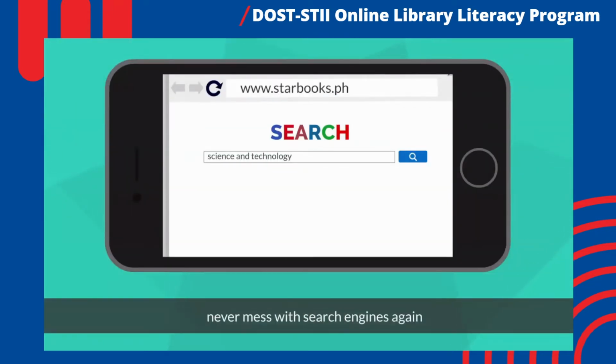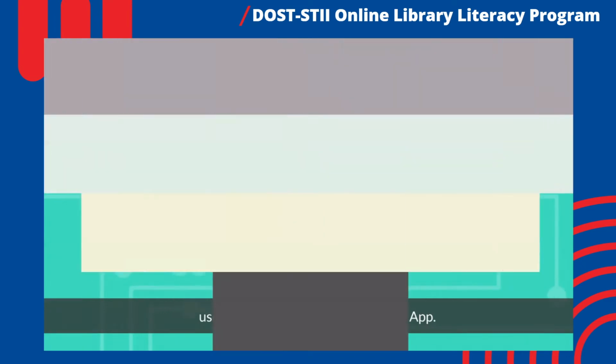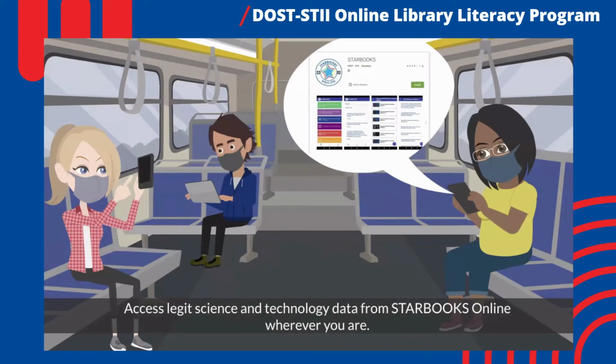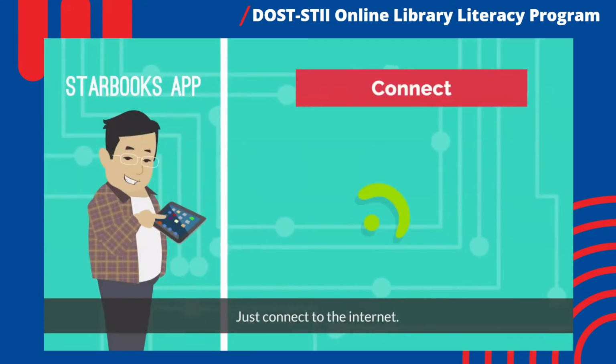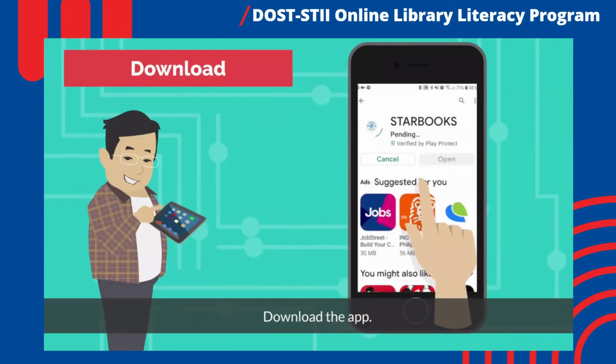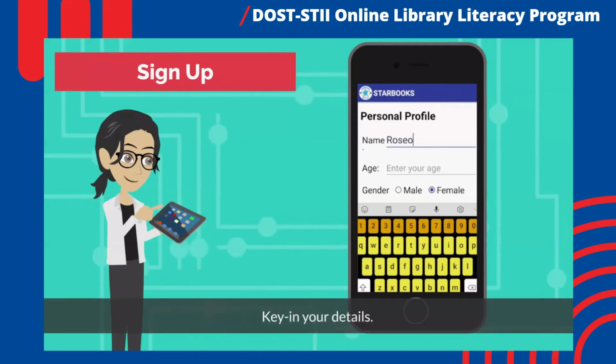1. Never mess with search engines again. Use the Starbucks online mobile app. Access legit science and technology data from Starbucks Online wherever you are. Just connect to the internet. Download the app. Register at the sign-up page. Key in your details.